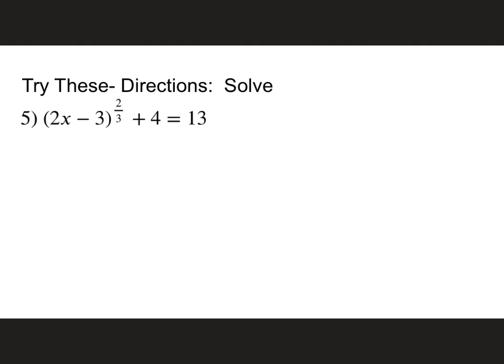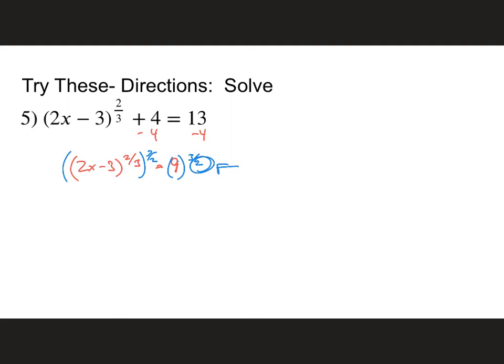Last one to go. We have the quantity of 2x minus 3 to the 2/3 power plus 4 equals 13. All right, first thing, I've got to get rid of this 4. So let's subtract 4 from both sides. That gives me 2x minus 3 to the 2/3 power equals 13 minus 4, which is 9. Okay, now I'll raise both sides to the 3/2 power. Okay, now this is a part, right? That's a 2. That's a 2. So we need to remember the plus or minus.